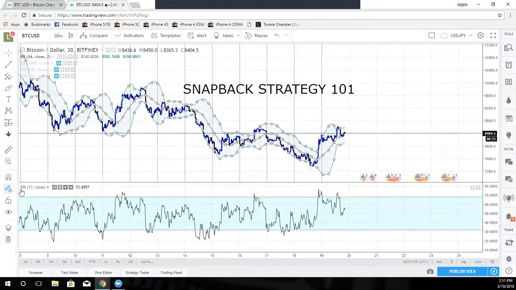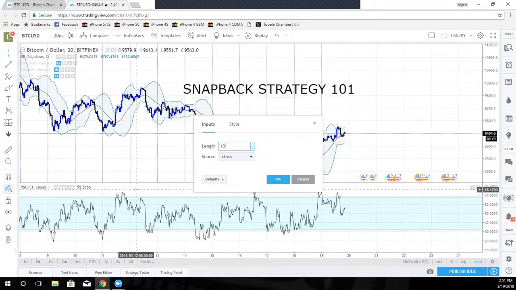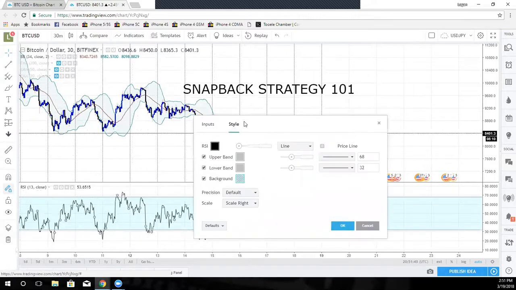Then you're going to need your RSI, your relative strength index. We also adjust the length on that one from 14, which is default, down to 13. So don't forget to change that. Also very important. Then we'll go in here and we change the price line from 70.30 to 68.32. It gives us a more accurate representation of whether or not the price line is overbought or oversold. So don't forget to change that as well, or else we're going to be on different wavelengths whenever we talk about our strategy together.